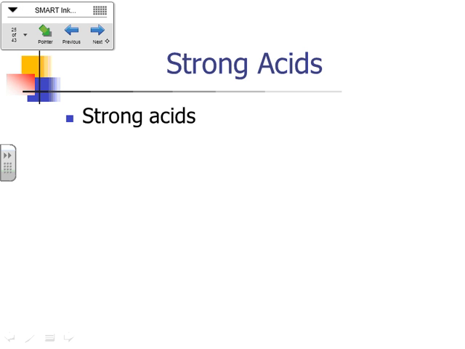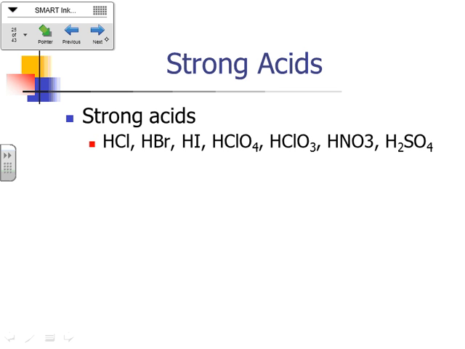Now, there are 7 strong acids. Do you guys have this on your notes already? Yeah. Okay. So there's your list. You need to know those 7. Yeah. But it's not that hard. Well, it's kind of hard. But let me show you something that will help you with 3 of them. 3 of them are in the same column on the periodic table. You've got chlorine, bromine, and iodine. Okay, HCl, HBr, HI are all strong acids.